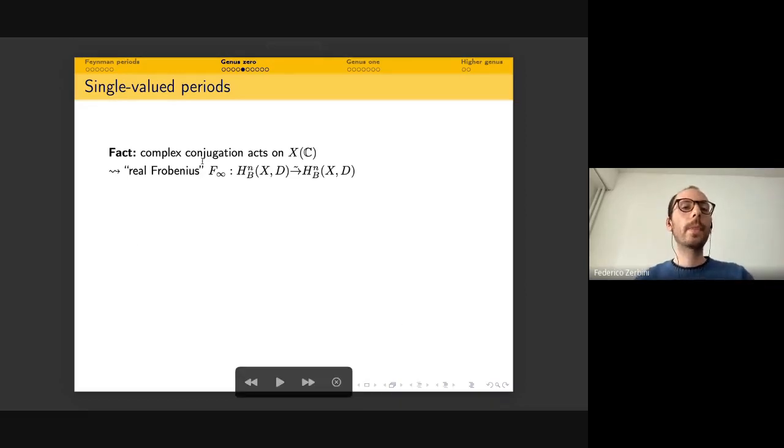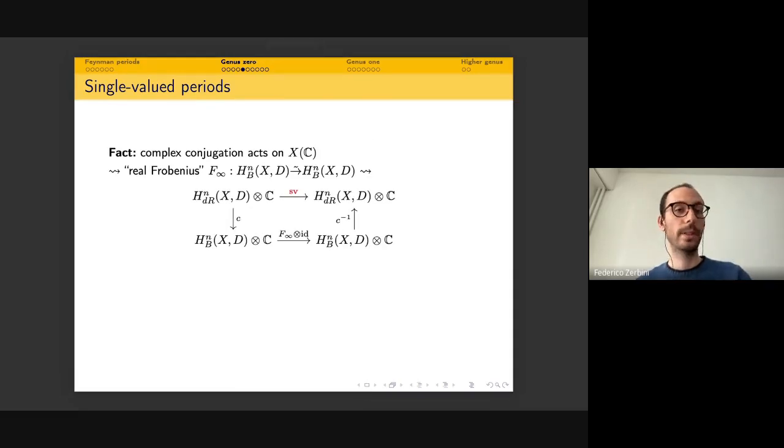So if your variety X is defined over Q, you can act by complex conjugation on the complex points, and this induces on the Betti cohomology what is called the real Frobenius, so some involution of the Betti cohomology. And you can use this real Frobenius to find some automorphism of the de Rham cohomology.